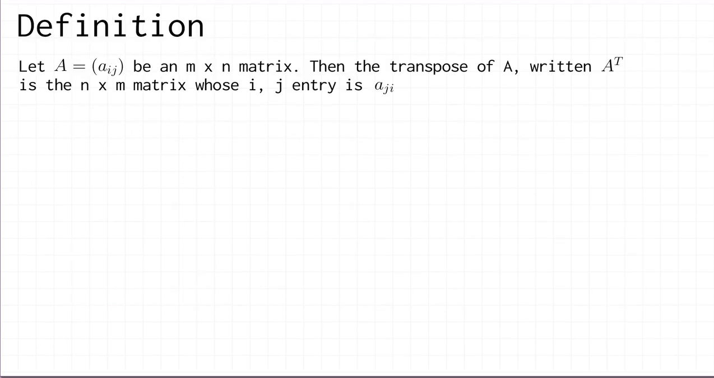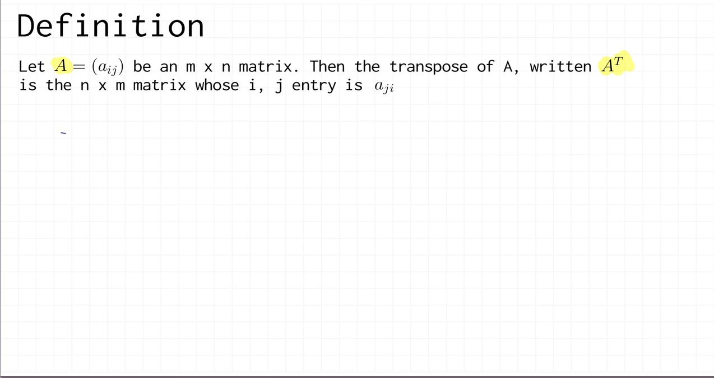So here's the definition of a matrix transpose. You begin with an m by n matrix A, like this, and then the transpose of A, which we write like this with a superscript capital T, is an n by m matrix, so the opposite way round to A, whose ij entry is the ji entry of A. So let's see what's going on with this definition.